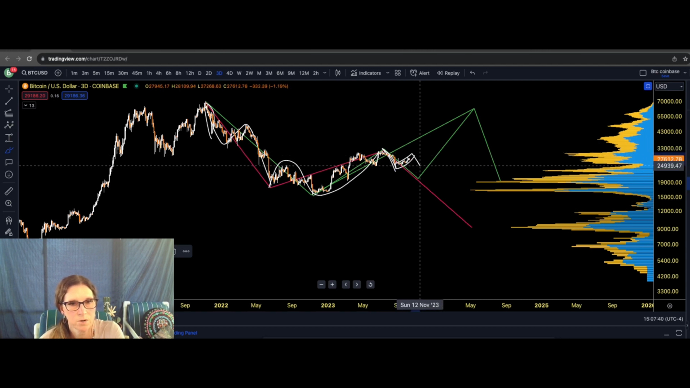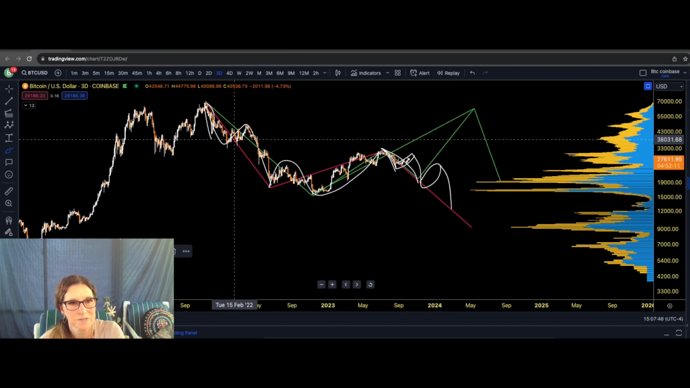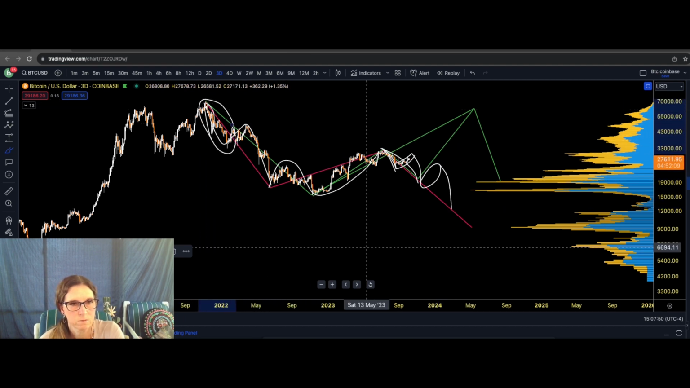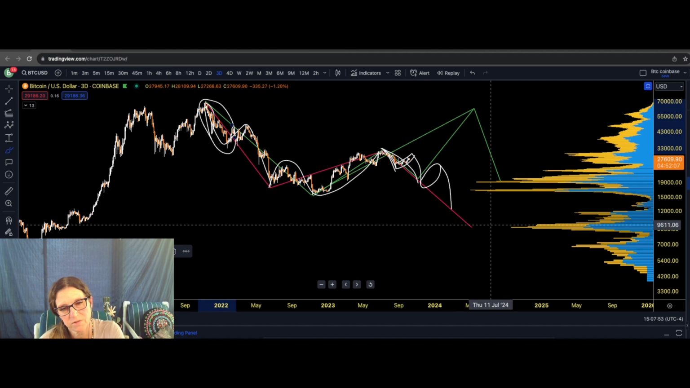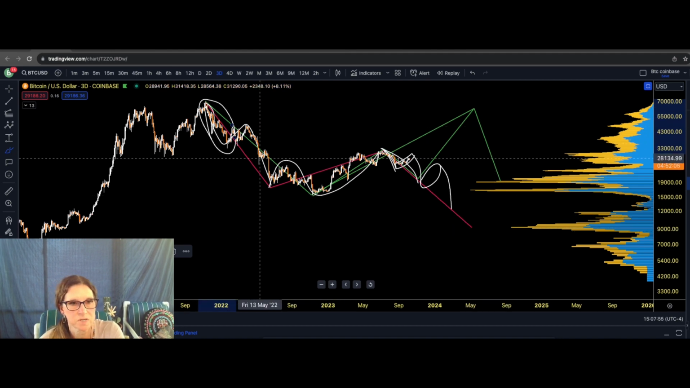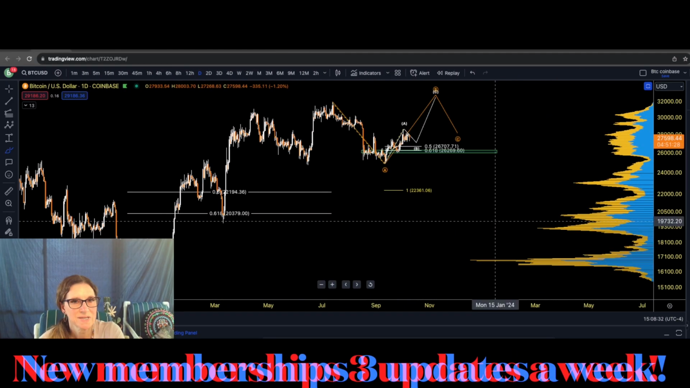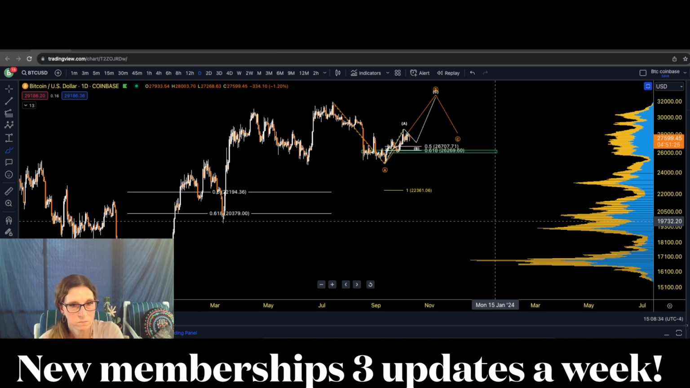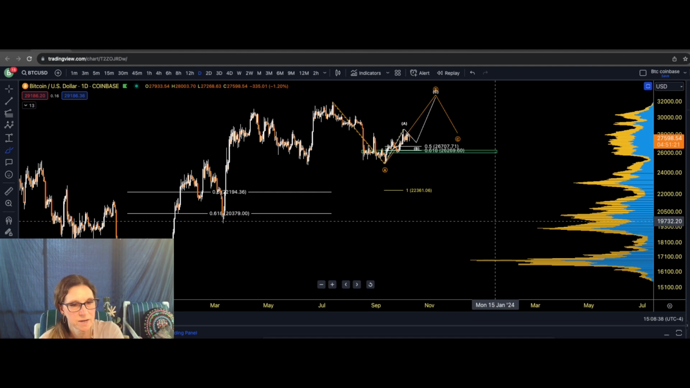Then it gives it a partner. Then it makes a bigger connector, and then it gives this leg a partner, and then that is this first section. Okay, so it would continue correctively down until it fully gives this leg a partner. So let's take a look at the lower time frame now and what Bitcoin needs to do to potentially make a connector so that we can get a partner leg to the upside.